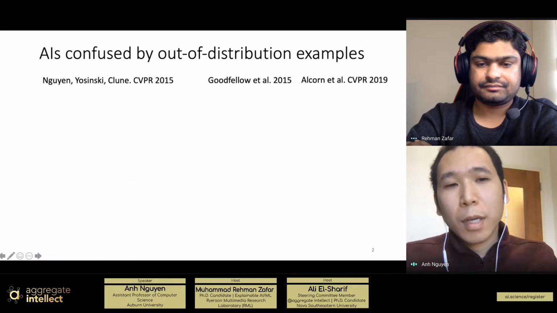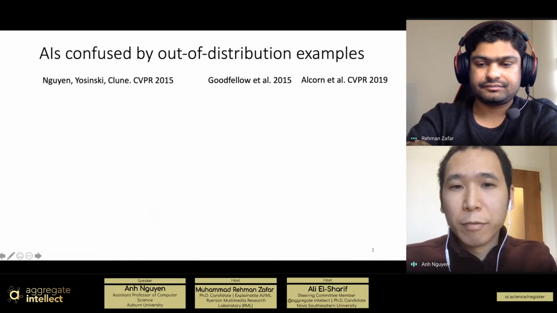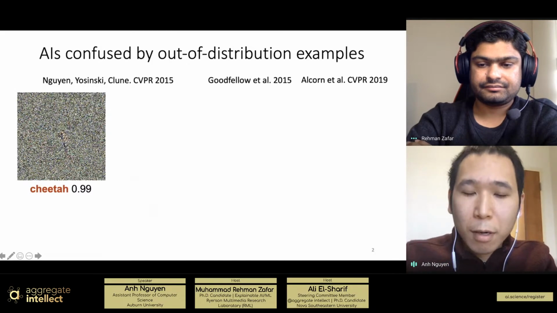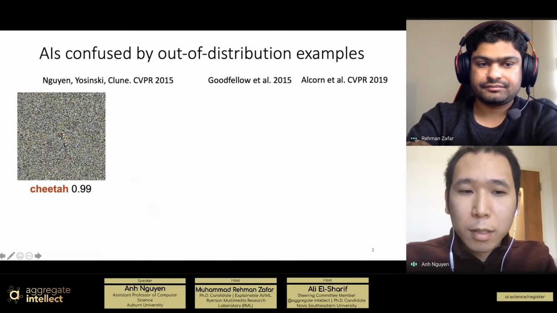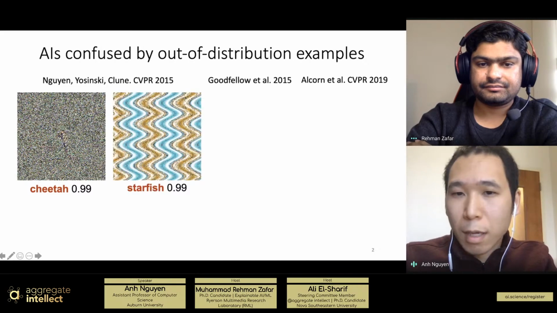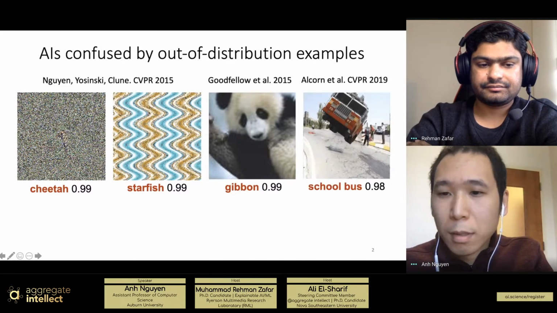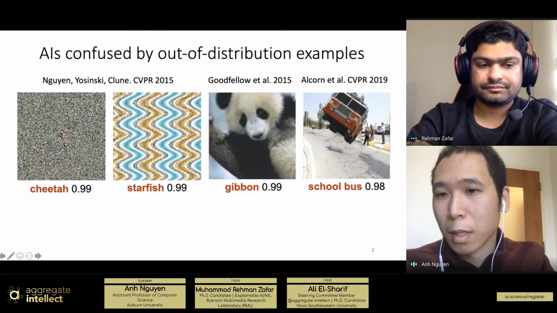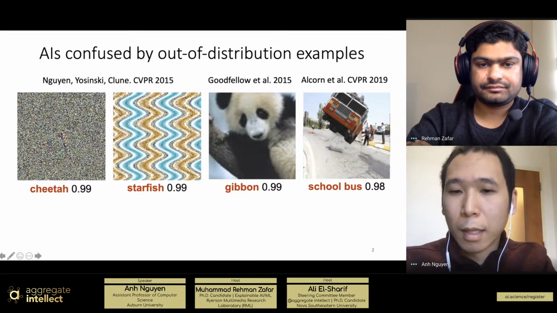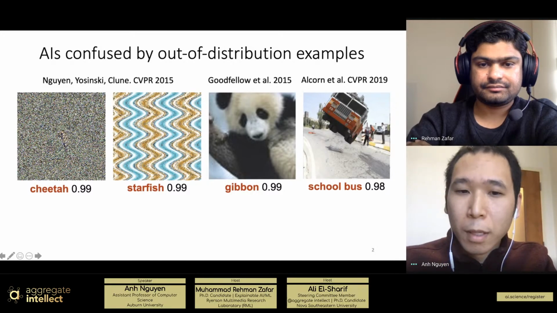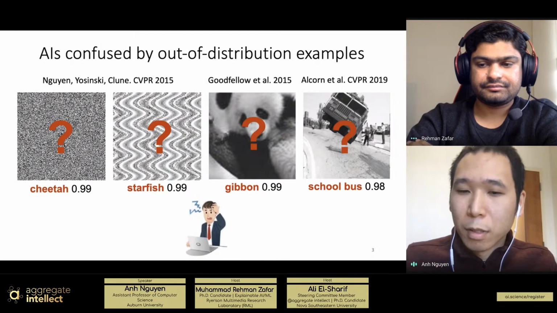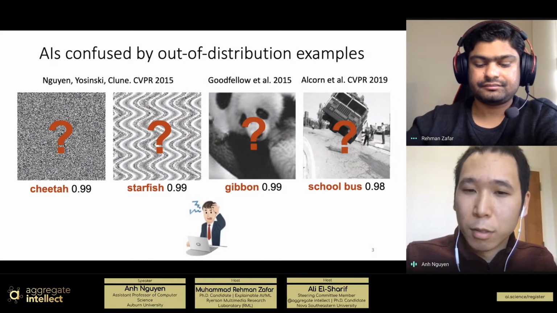As we know, state-of-the-art AIs are often confused by out-of-distribution examples. For example, image classifiers say this is a cheetah, starfish, gibbon, or school bus. Even in this case, you can clearly see the letters F, D, and Y in there, but it still insists it is a school bus. So these weird decisions made by AIs often confuse the end users. What decisions should they make?